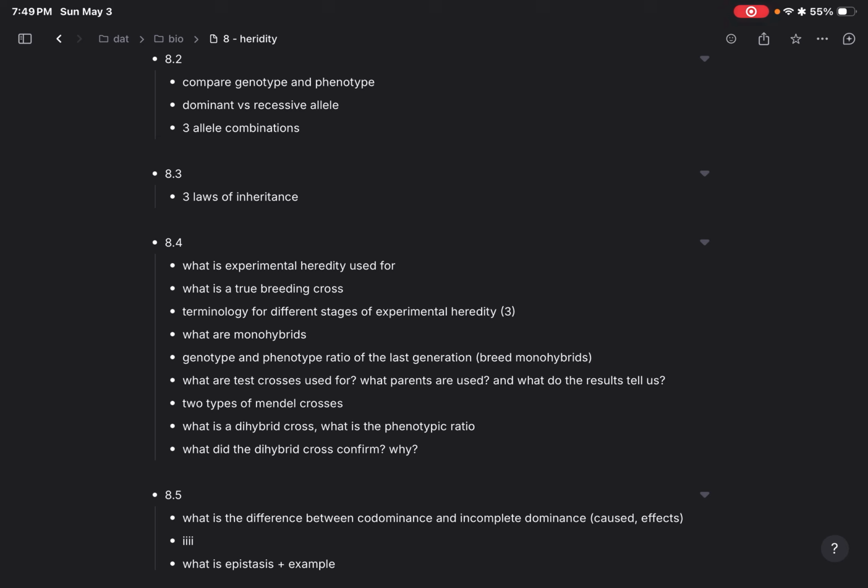Terminology for different stages of experimental heredity. The first is the parental, then F1, which is the first filial hybrid, and then you're going to have the second filial, F2 generation. What are monohybrids? Monohybrids are just heterozygous. They have one of each gene in their genotype.